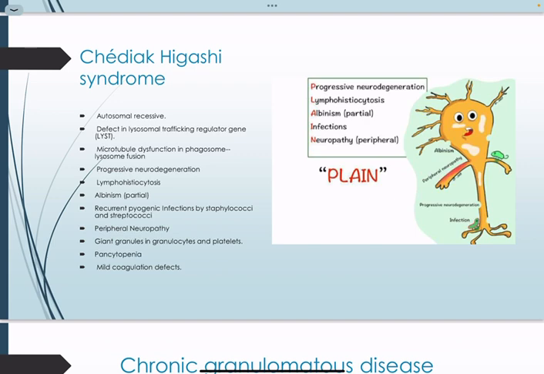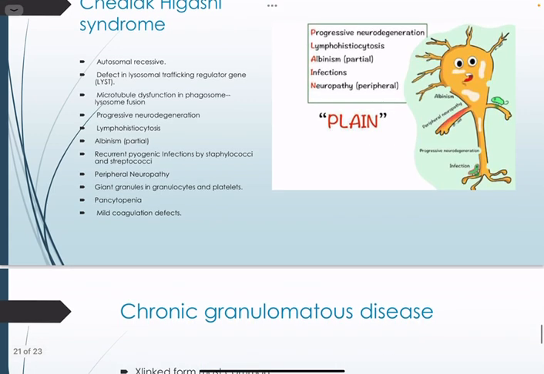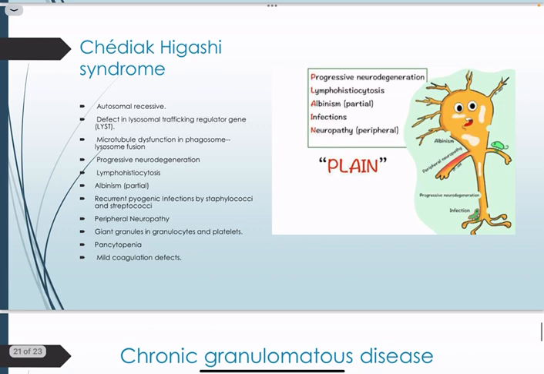There's a defect in the LYST gene, which is a trafficking regulator gene. Because of this problem in this gene, there's dysfunction, on a microtubular level, in the phagosome-lysosome fusion. Okay? How do they present? They present with progressive neurodegenerative disorders or neurodegeneration.